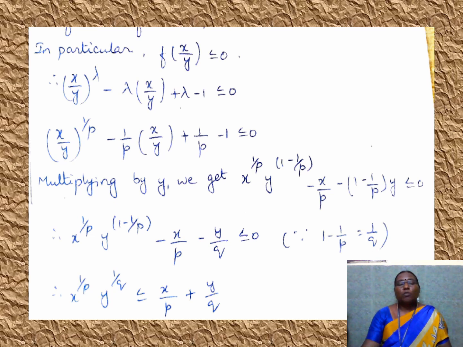We get x power 1 by p into y power 1 minus 1 by p minus x by p minus of 1 minus 1 by p into y less than or equal to 0. Using the result 1 by p plus 1 by q equal to 1, we arrive at the result x power 1 by p, y power 1 by q less than or equal to x by p plus y by q.